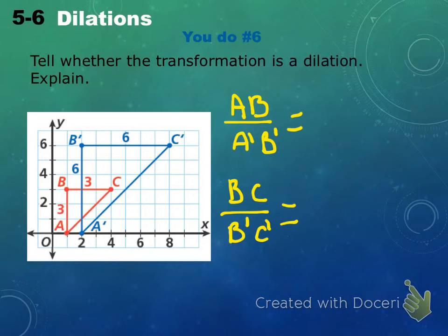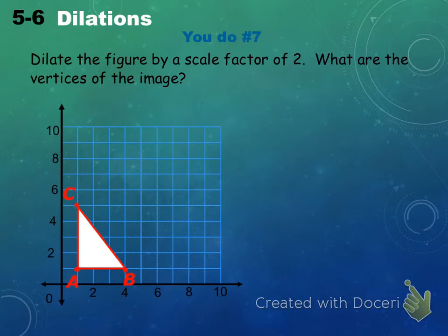If you're now done with number 6, we're going to move on to number 7. Number 7, you need to dilate the figure by a scale factor of 2. What are the vertices of the image? So remember, just write down your A, B, C, and a scale factor of 2 means you're just going to multiply everything by 2.